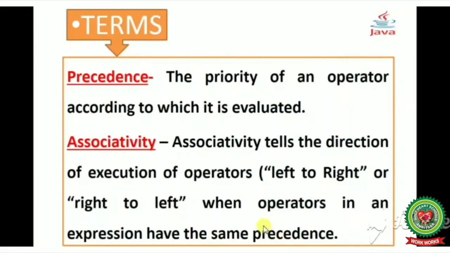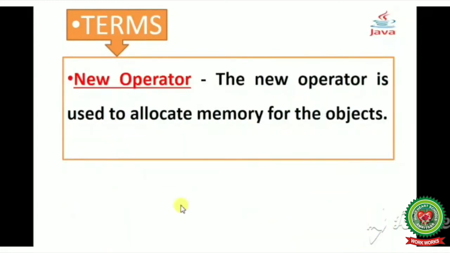Means if in an expression plus and minus operators are there, now how will these operators be solved if they have the same precedence? They are solved from left to right. The next definition is the new operator. The new operator is used to allocate memory for the objects. Allocate means providing space in the memory for new objects.